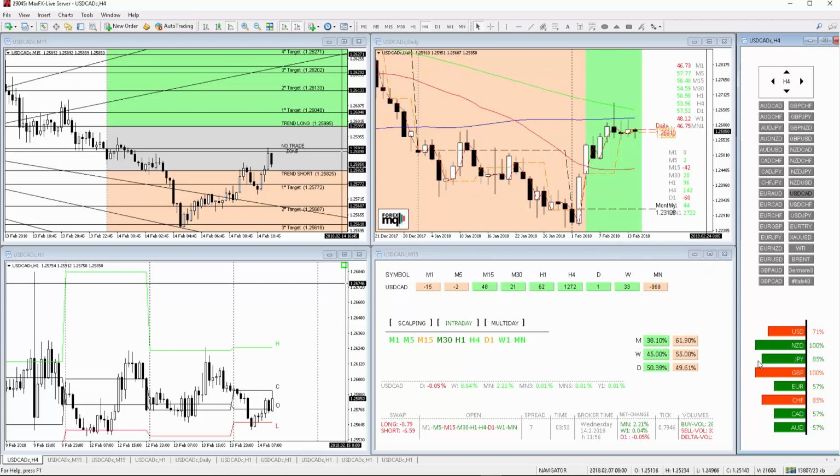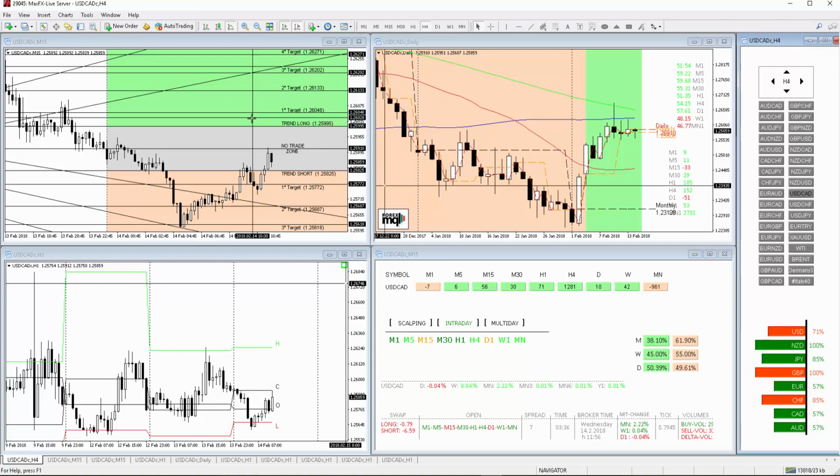The performance on their respective currency baskets is still in favor of the Canadian dollar, 57% long against 71% short. But we see something changing on the US dollar. So should the market go above the daily opening and more so above 125.99, we may have a continuation to the upside.